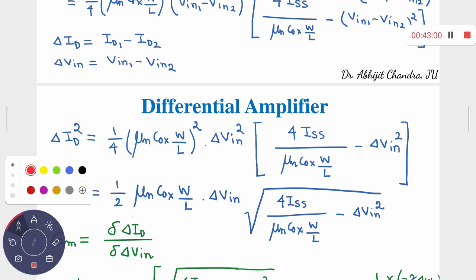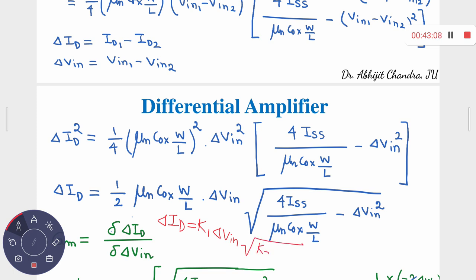So it is something like that, delta ID is given by some constant K1 times delta V in multiplied with the square root of K2 minus delta V in square. So delta ID can be 0 if delta V is equal to 0 or the square root of K2 minus delta V square is equal to 0. So delta V is equal to 0 means what? V1 equal to V2. That is quite obvious. That means your differential pair is in equilibrium condition, under equilibrium condition.